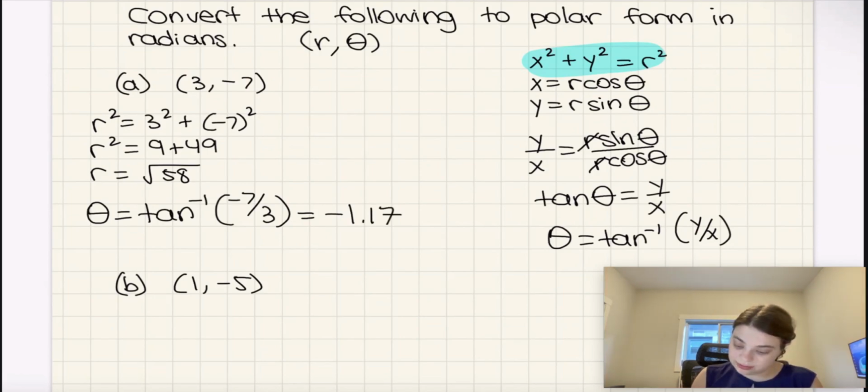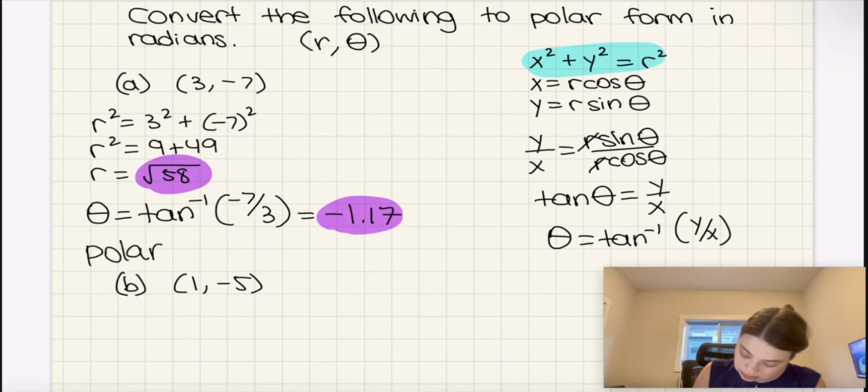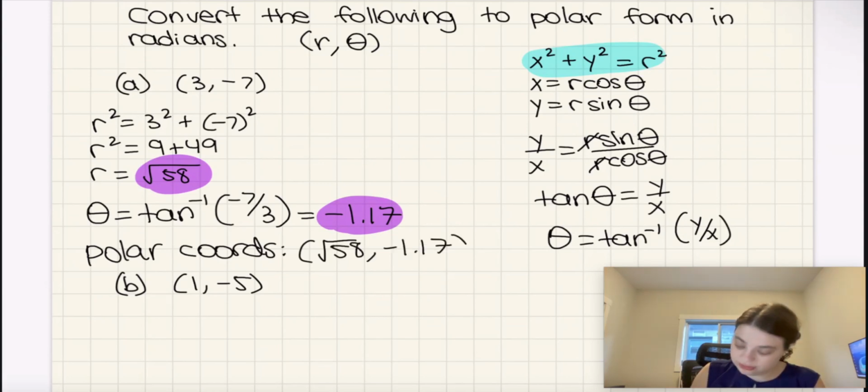So we ended up with the r value being root 58 and the theta value being negative 1.17. Therefore, the polar coordinates are root 58 for r, comma, negative 1.17 for the argument. And there we go. All right, and let's do one more example.